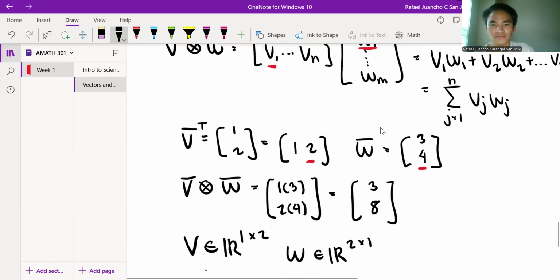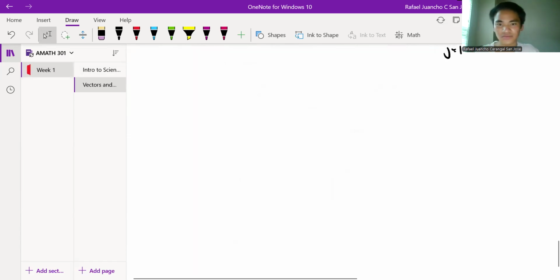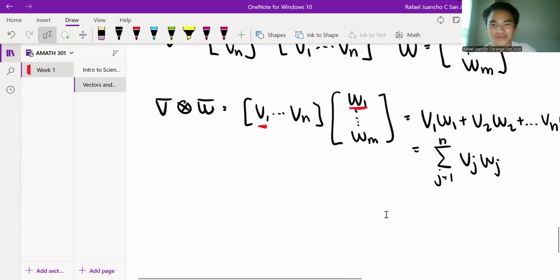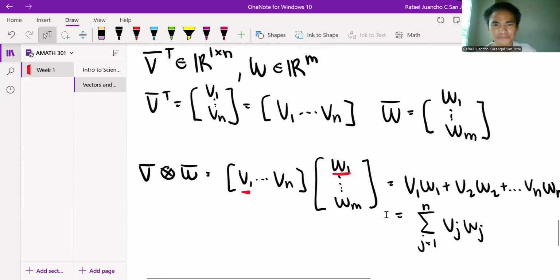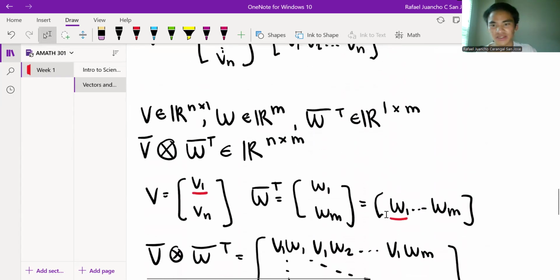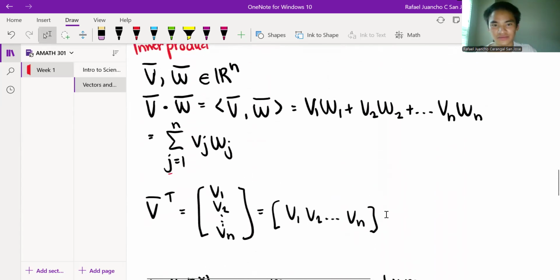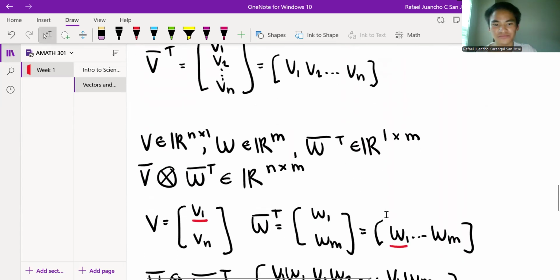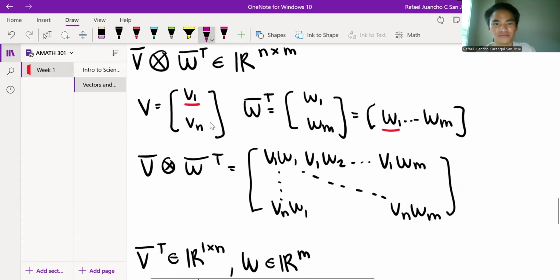right? So that's what happens when we transpose V instead of W. We will get a dot product. This is not an outer product. It's a dot product. But in the first case, it's an outer product, because we're multiplying it like this. This times this.